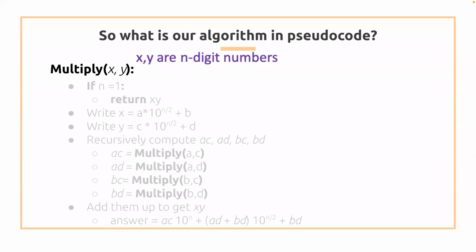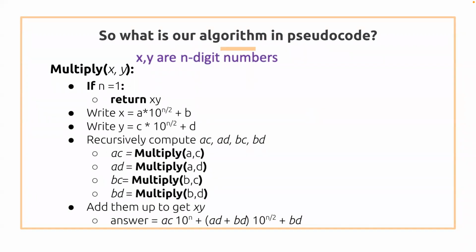Right. And then we're going to do this. If the size of the numbers is 1, so if they're single digits, I'm just going to multiply them directly. I'm just going to tell you the answer. So if I see a 5 and an 8, I'm just going to say that's 40, right? That's what my algorithm is going to return.